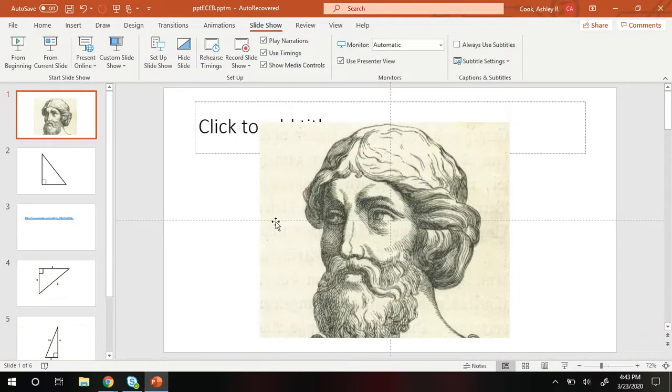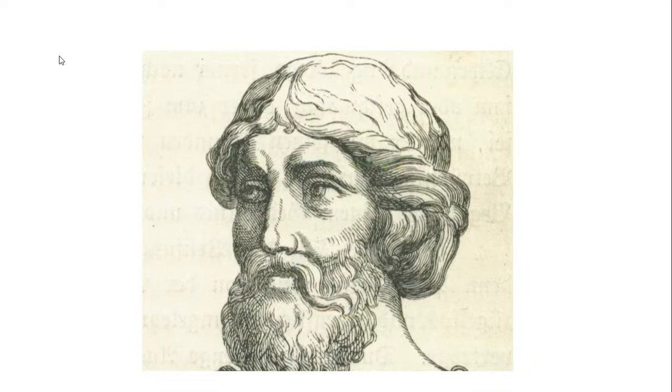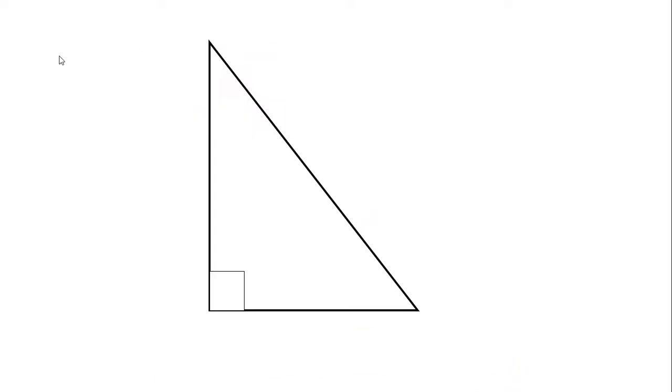So this old guy right here is Pythagoras. He's the one that came up with the Pythagorean theorem. We're going to get into what that is later. Just know if you forget his name, that's okay, as long as you remember the theorem and the formula.